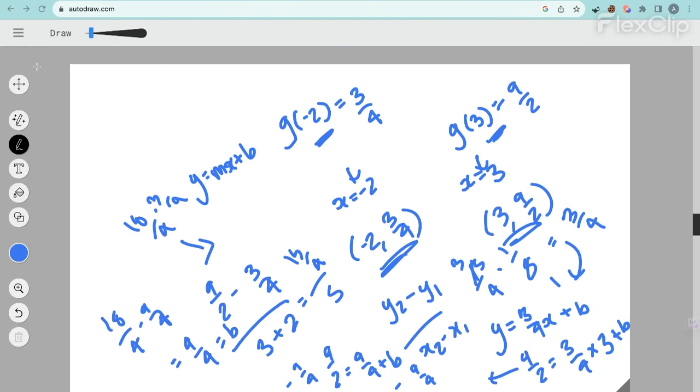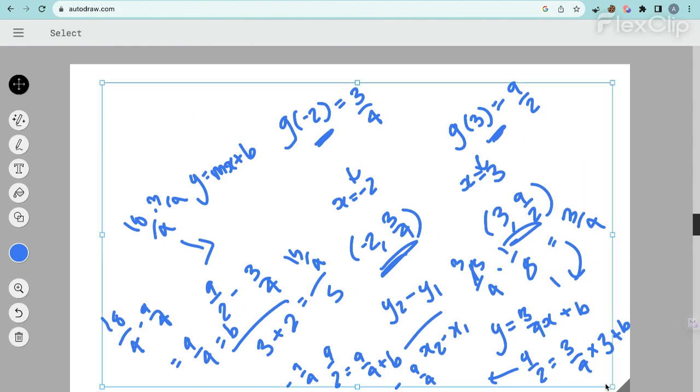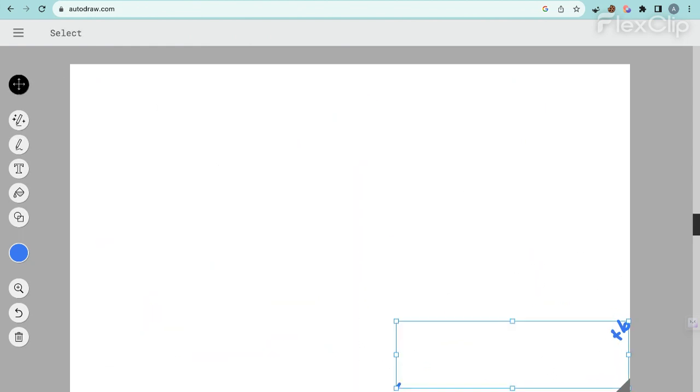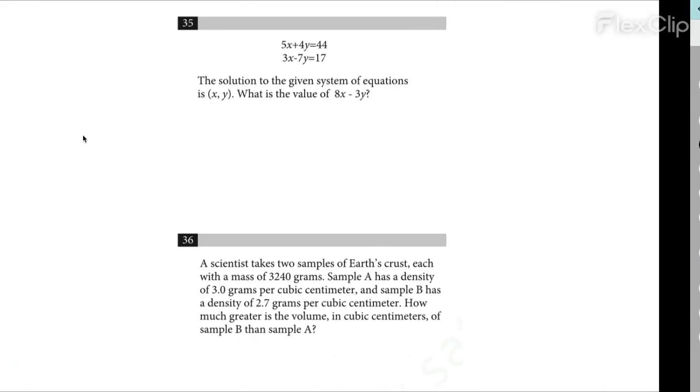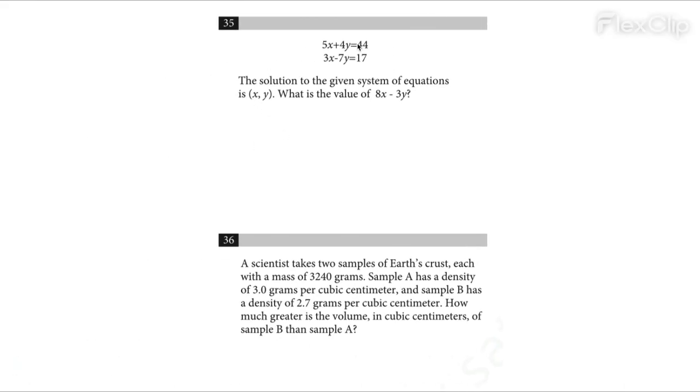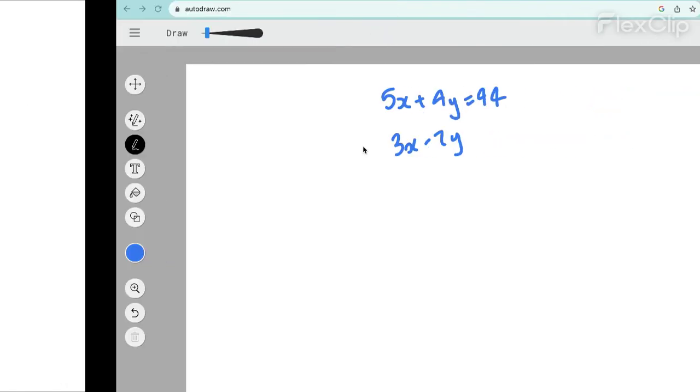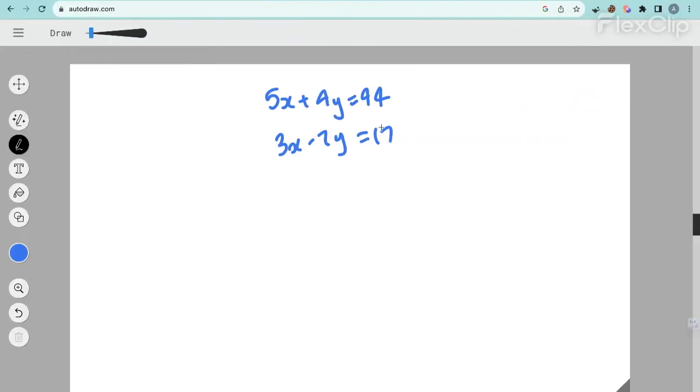All right, cool. Question 35. Let's get rid of all this. Okay, so it gives you this equation. The solution to the given system of equations is x, y. What is the value of this thing minus this thing? All right, once again, this problem isn't really easy to substitute, so we're going to use elimination. And I'm just going to go through the steps of that.